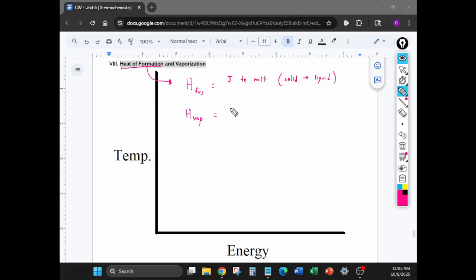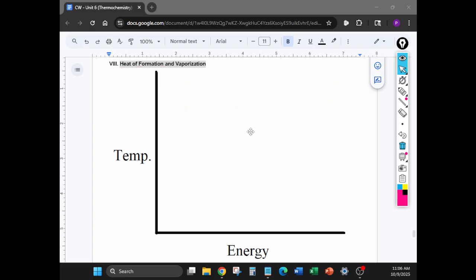And then heat of vaporization is the joules to boil something, and that's when you go from a liquid to a gas. So those are the two new variables that we will be using.